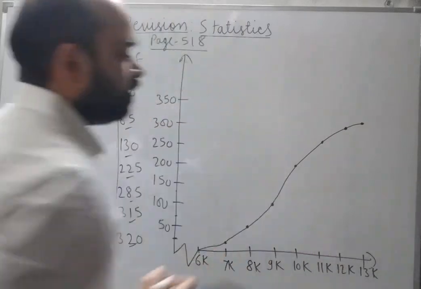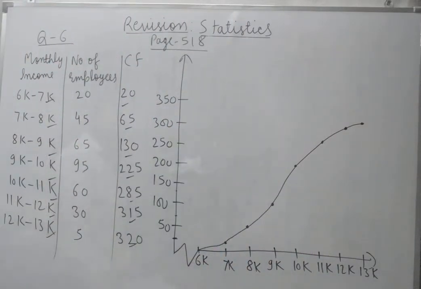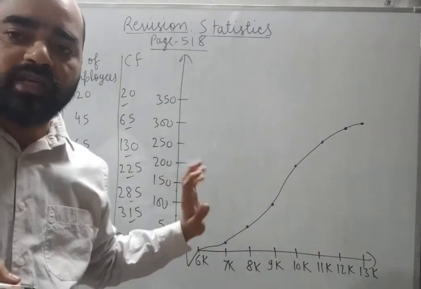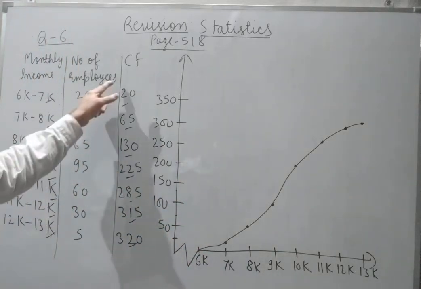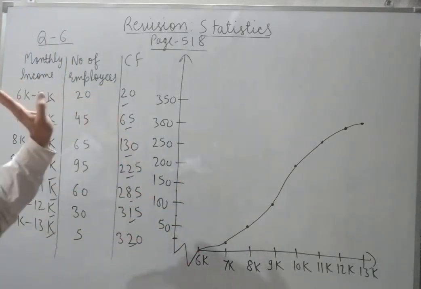So this is the ogive. Correct? It is not exactly done. I am telling the method. If we want exact values, divide the values by the scale. Okay, so this is the ogive.